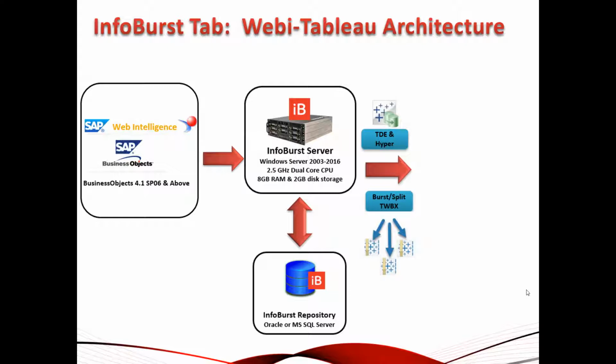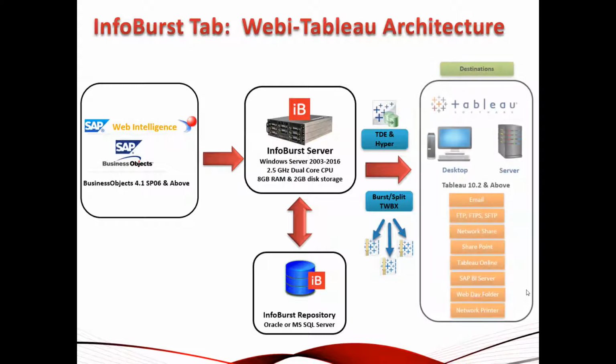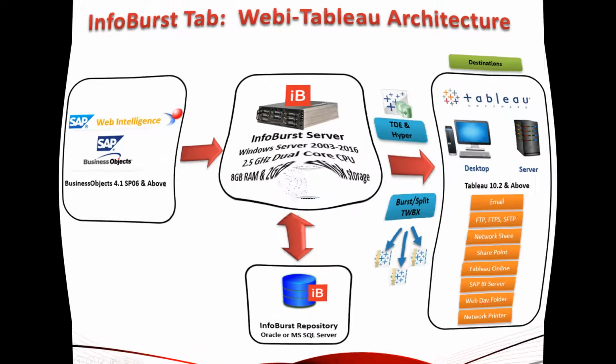The output from InfoBurst will be one of two things. It'll either be a TDE or hyper data extract or a data source on Tableau Server, or a burst or split TWBX file. Two different workflows. We're talking initially here about the TDE or hyper file. And the destinations can be a Tableau Server, can be a network share, it can be email, it can be a number of different destinations that InfoBurst supports. So let's get started with this workflow.